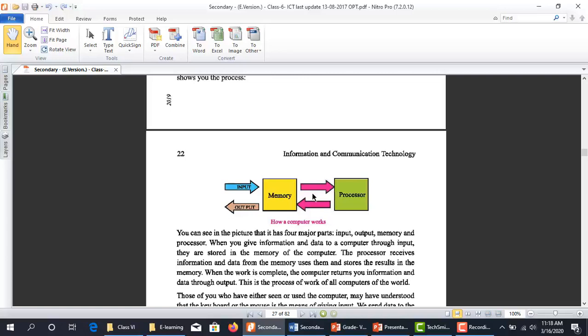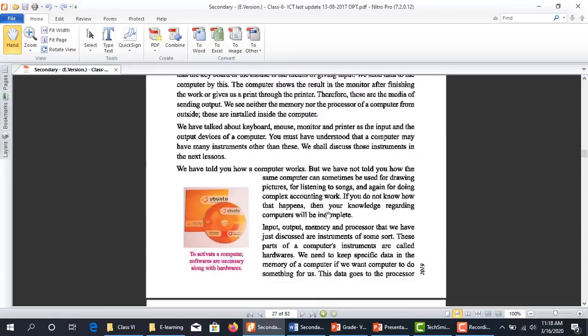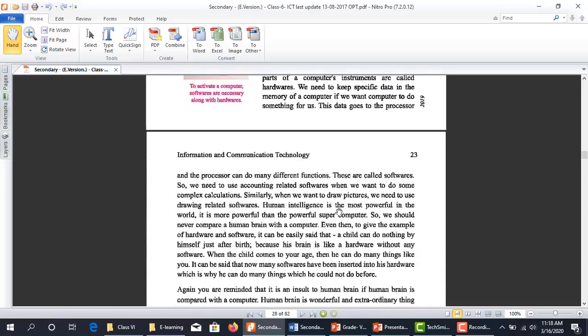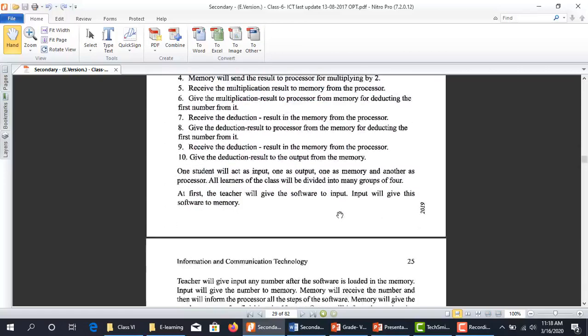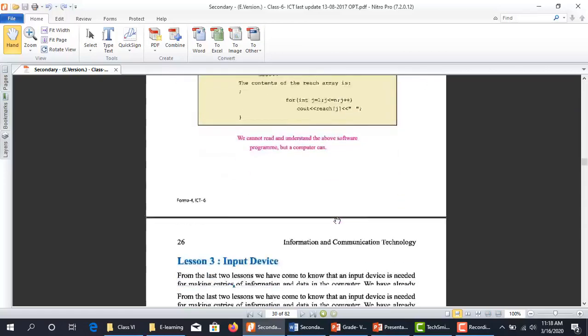So our input device and output device, the memory and all other things, the processor, are totally connected with this computer process. So yeah, we have understood all the things from this lesson, pages 22 and 23. I'm just going to the next lesson, the input device.